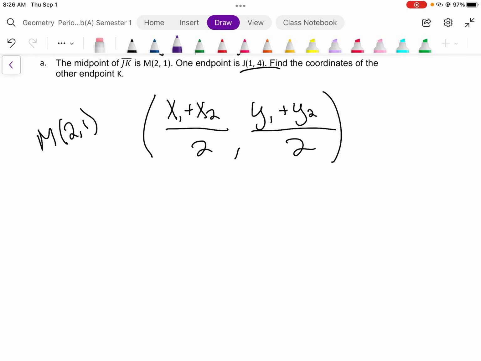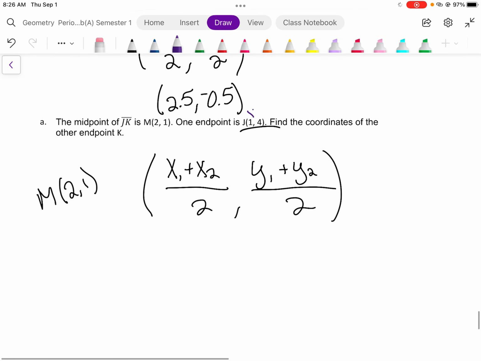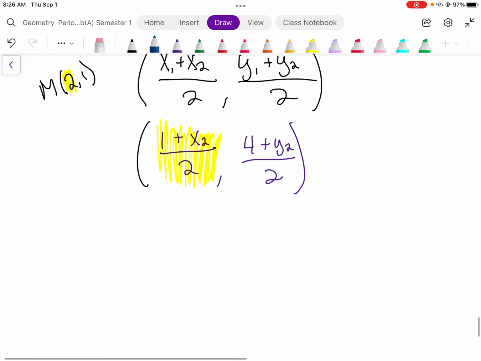So let's plug in what we know. We know that we have an x and a y that we can use from here. So I'm going to replace that down in our equation. We would have 1 plus an x2, which we're going to solve for, and then we would have 4 plus a y2, which we're going to solve for. We know that this part of our equation, the midpoint formula, has to be equal to 2. So we're just going to separate it, and we're going to set them equal.